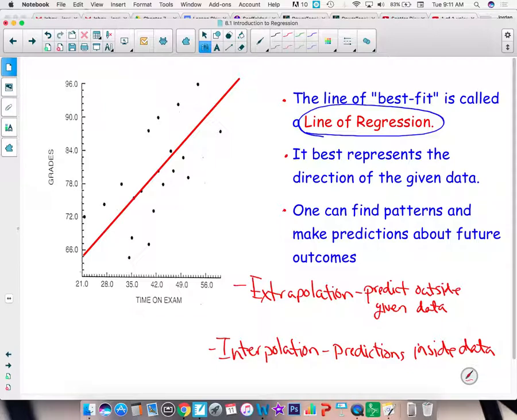So what does that mean, to make predictions outside or inside the data? Well, this graph right here, all these scatter plot points, that would be the data that we're given. Anytime we make a prediction inside this area, probably within the range of this point, maybe from 0 to 56 minutes, that would be interpolation. If we try to go beyond that, that's extrapolation. And extrapolation is sometimes where you have to ask, does it make sense? Is it really possible to do X or whatever you're looking for?